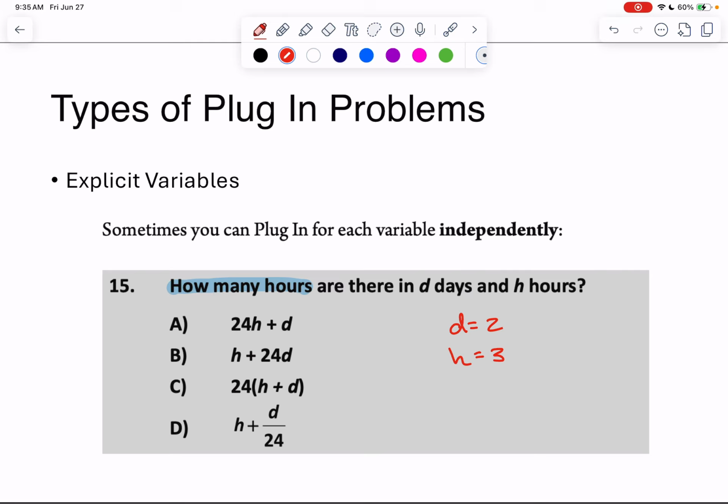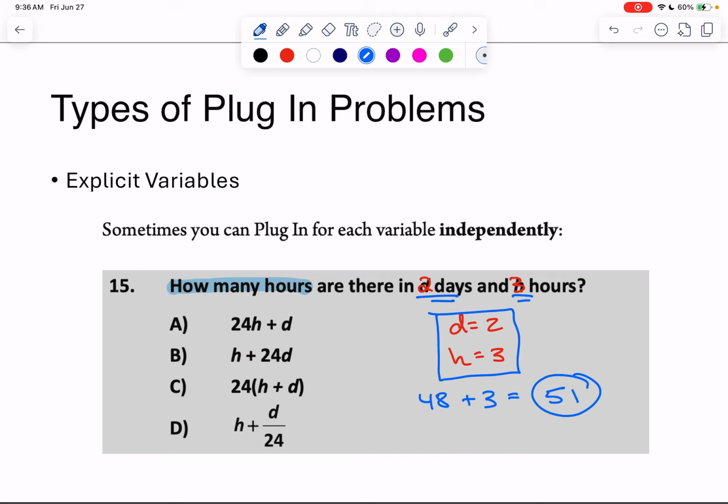So now the problem reads, how many hours are there in 2 days and 3 hours? Now what you'll notice is that the 2 and 3 don't really influence each other, so I can kind of pick them whatever I want. So how many hours are there in 2 days? Well, in 2 days, there's going to be 48 hours. And 3 more hours, well, I'm going to add 3 hours onto that. In 2 days and 3 hours, I have 51 hours. So now let's go to the answer choices and say, in goes the box, out comes the circle.